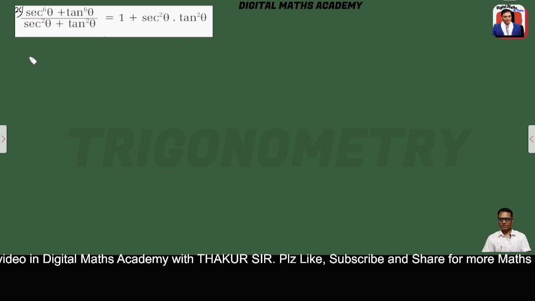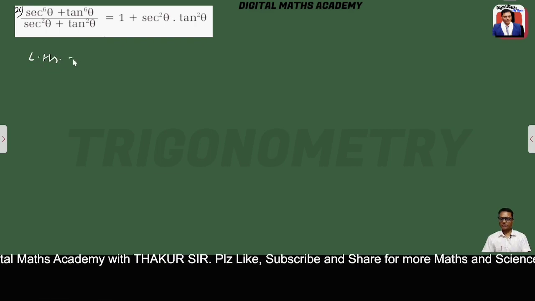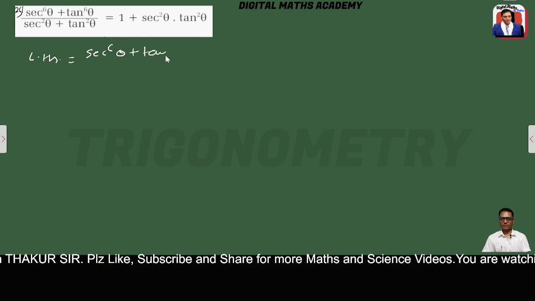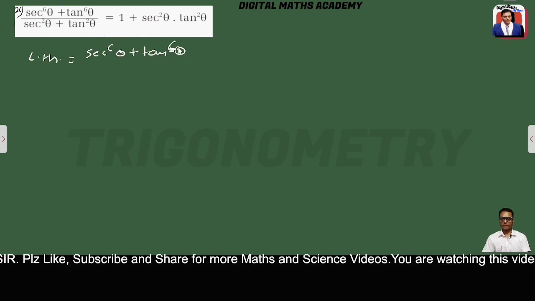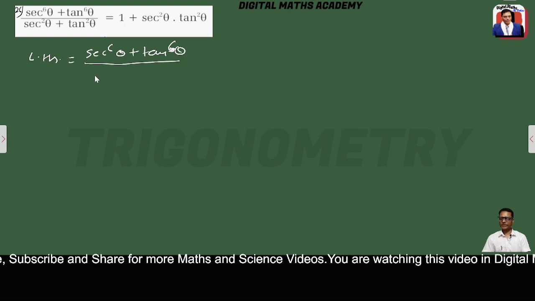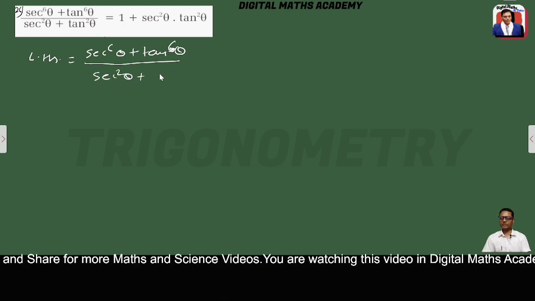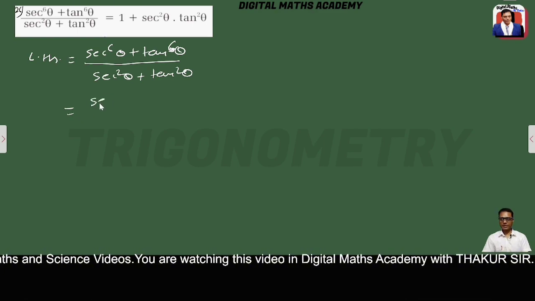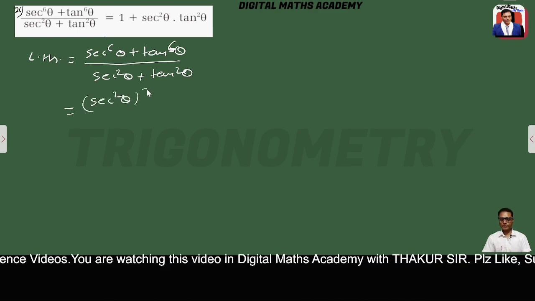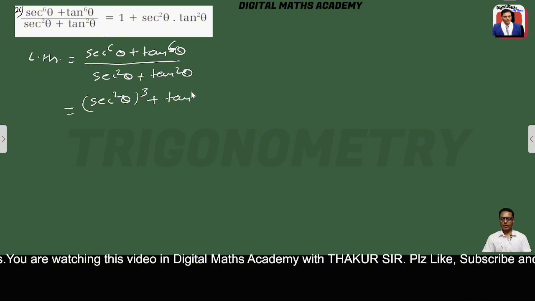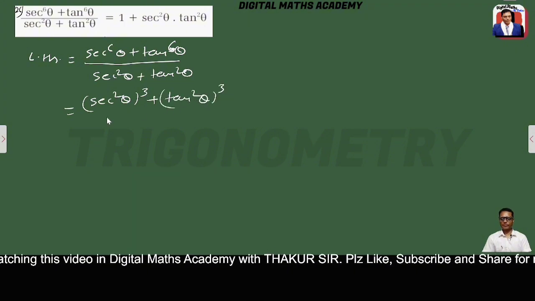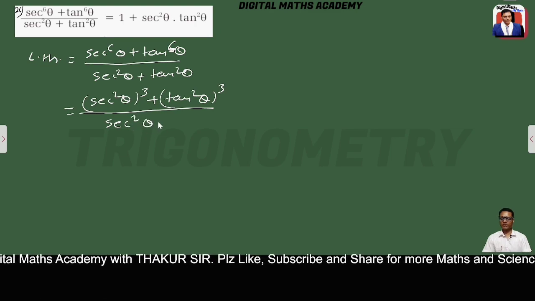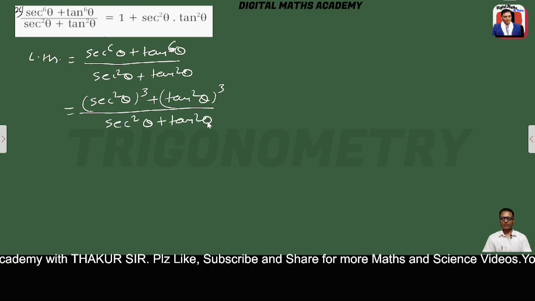Number 26. So we are going to choose the left hand side. Left hand side equals (sec to the power 6 theta plus tan to the power 6 theta) over (sec square theta plus tan square theta). So we write sec to the power 6 theta as (sec square theta) whole cube plus (tan square theta) whole cube, over the denominator as it is, with no change, sec square theta plus tan square theta.